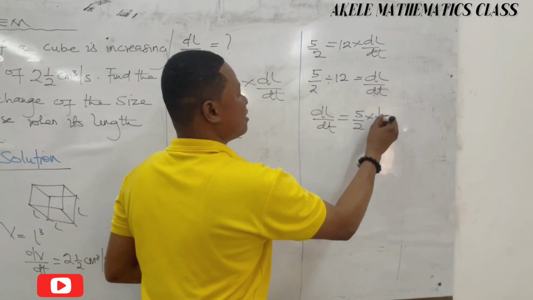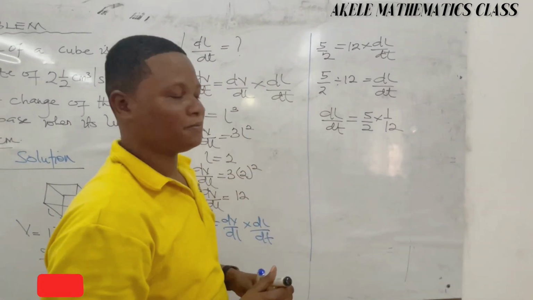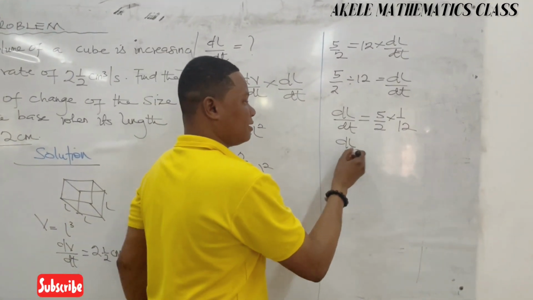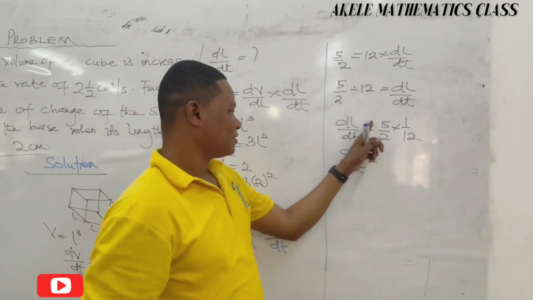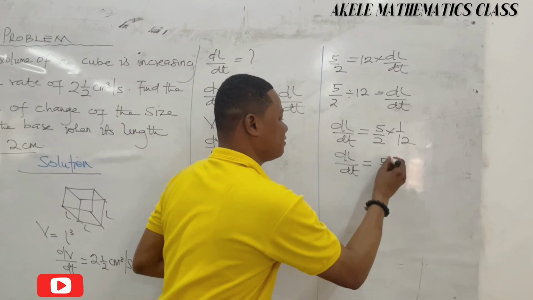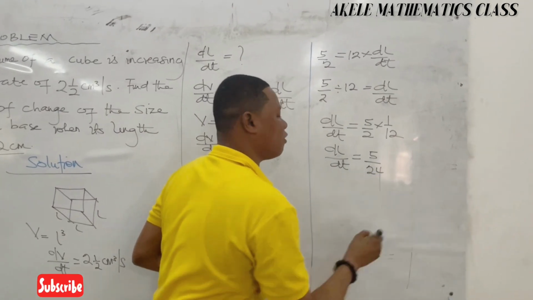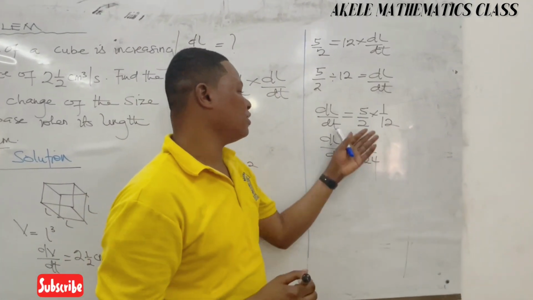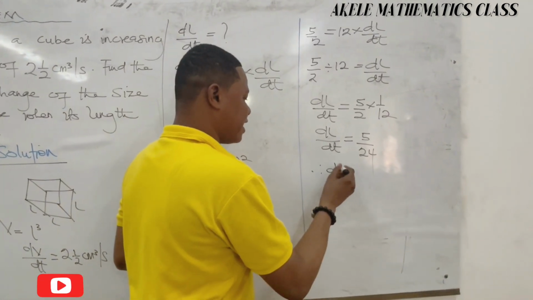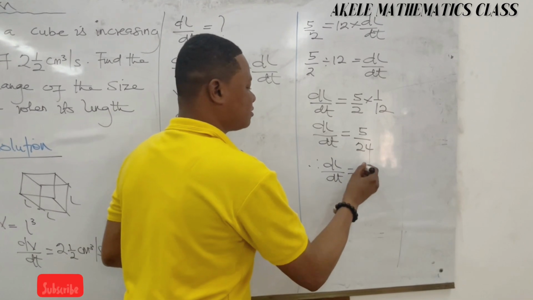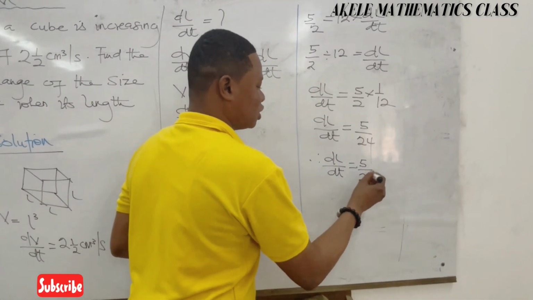Therefore, our dL/dt will be equal to 5 over 2 times the reciprocal of 12. 5 times 1 will give you 5, divided by 24. You can decide to leave your answer in decimal, or this is okay. So therefore, dL/dt is equal to 5 divided by 24.